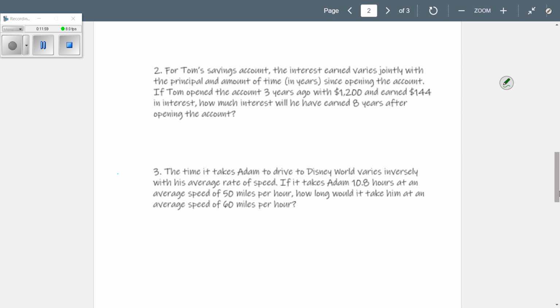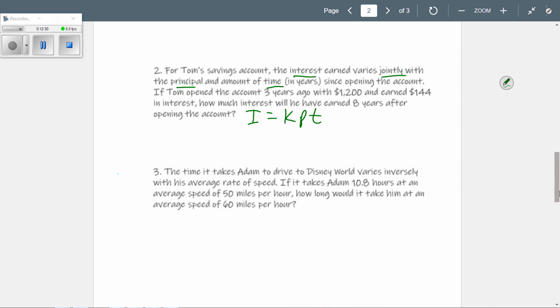So again, we can make the equation by reading it. We know we're solving for interest. The interest earned varies jointly with the principal, so the constant is K, then the letter P for principal, and then the letter T for time. I'm not making this up, y'all. It's right there. Interest equals the constant, K is always there, and then the principal, and then the time. Jointly, interest varies jointly with the principal and amount of time in years. Now we just plug it in and solve for K.